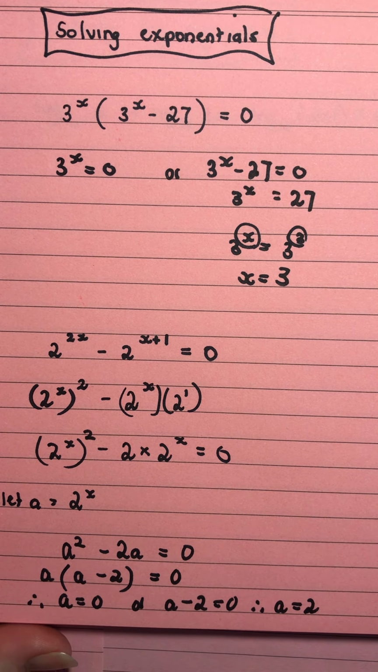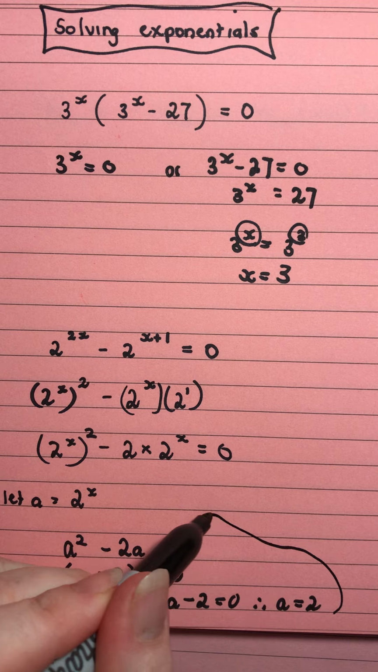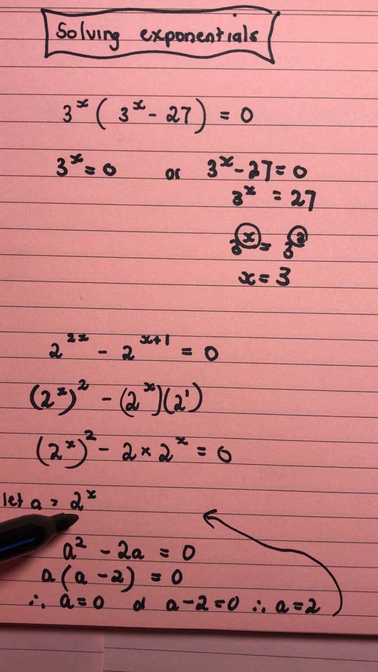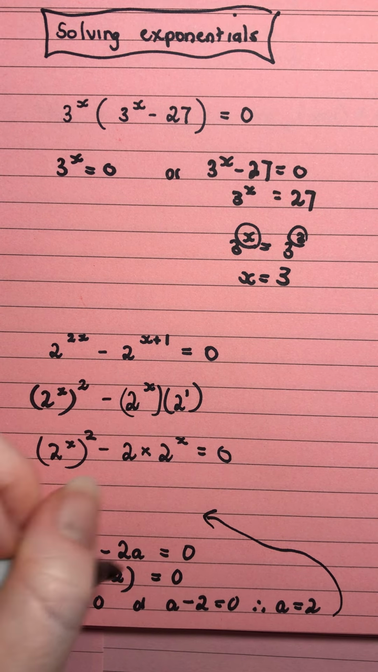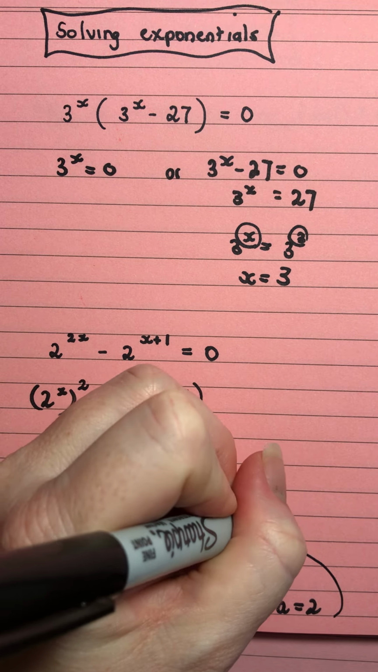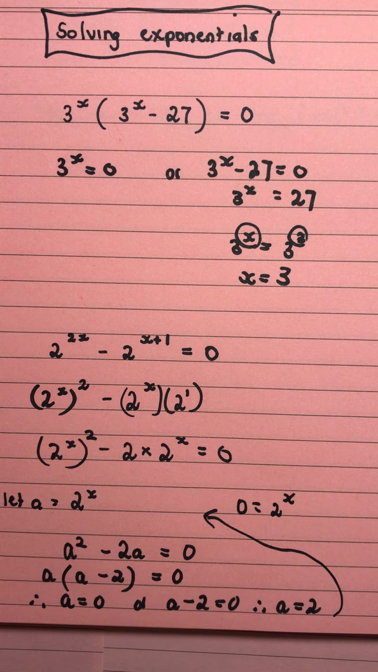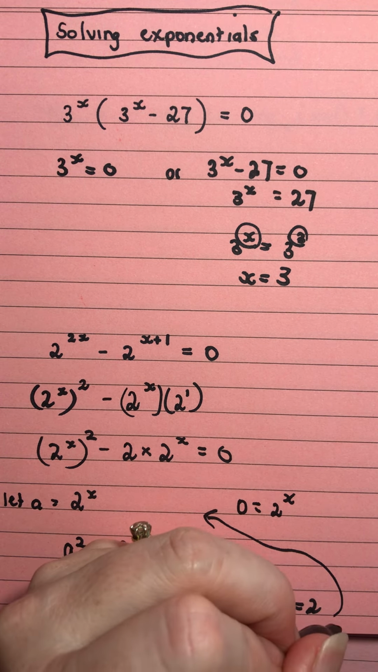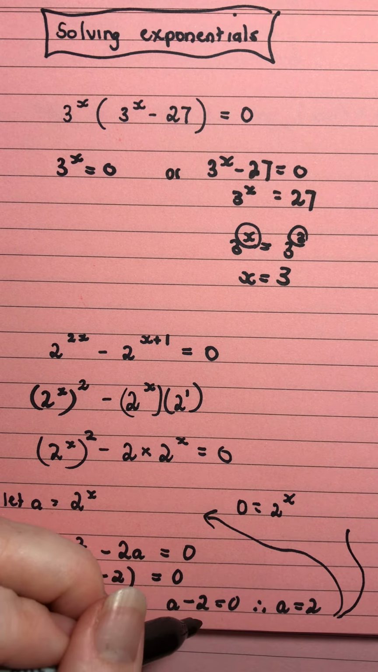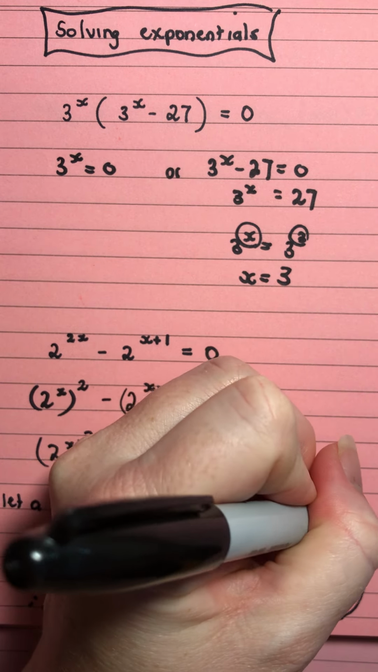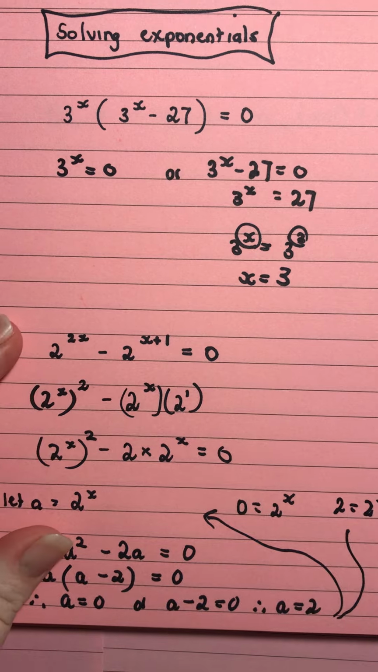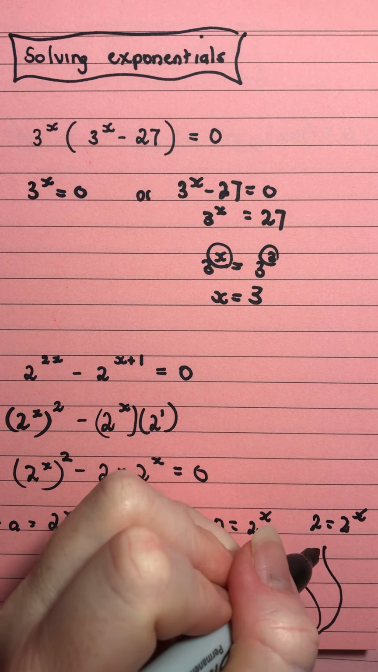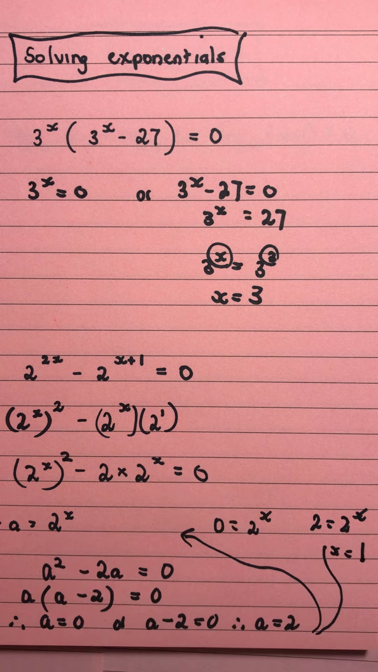Now I need to go on then and take that back to where I had the 2 to the power of x. So I've got either 0 is equal to 2 to the power of x, which we've already talked about, we can't get a solution for. So then we can come up here and say, well, if 2 is equal to 2 to the power of x, then that means that our x must be equal to 1. So that we get our solution there for that one.